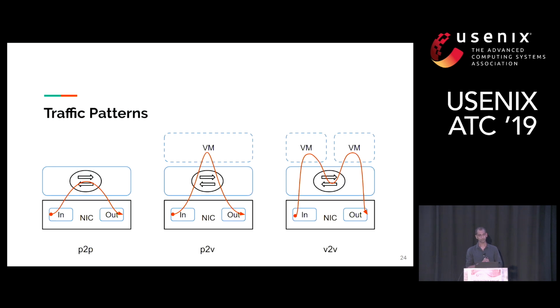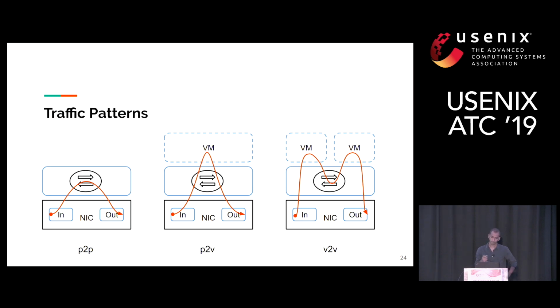Which brings me to the traffic pattern. We had three typical patterns. The P2P, which is pure software switching. The P2V, where the packet goes all the way up to the VM. And then we have the V2V, which emulates some kind of service function chain. So it would go to, for example, our firewall and then to the actual host.